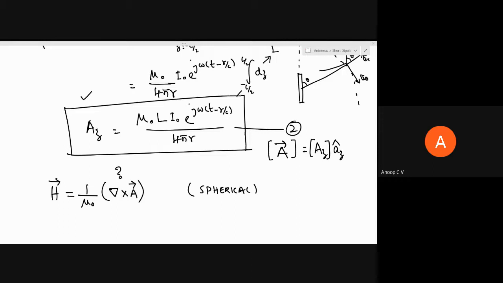Next, what we need to do is find the general expression for magnetic field intensity. That will be 1 by mu naught times del cross A, curl of our vector magnetic potential. So that is what I have discussed so far. I would like to hear if you have any queries, any questions, any doubt.